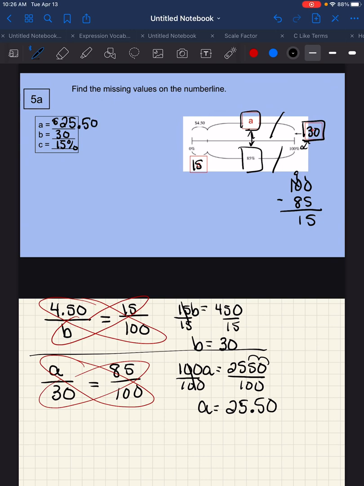And notice if you take $25.50 and add 4.50 to it, you get the total, which is the number at the end, the $30. Because those two things across have to add up to the total at the end. So that's how I found all the missing numbers. Now you go and do the one on the next slide.